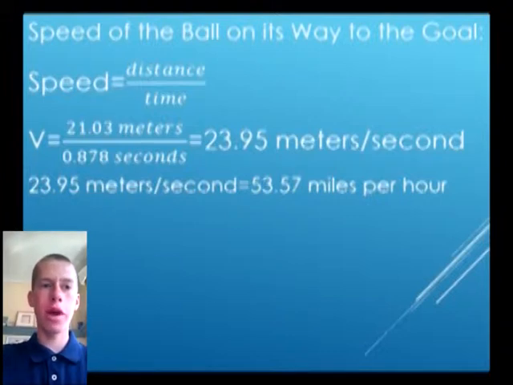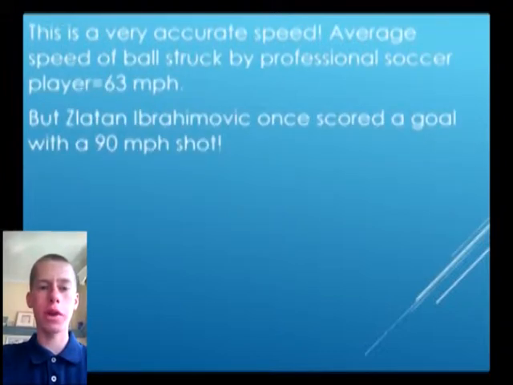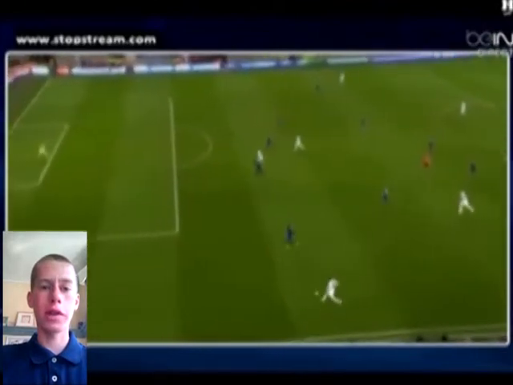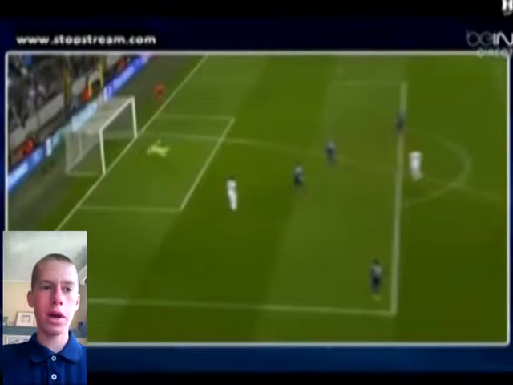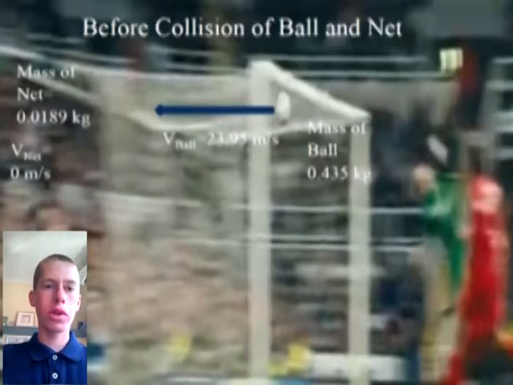This would actually be a rather accurate speed for a soccer ball struck by a professional soccer player to be traveling, as the average speed of a ball shot by professional soccer players in real life is 63 miles per hour. However, Zlatan Ibrahimovic, one of the top players in the world, scored a goal with a shot clocked at 90 miles per hour 2 years ago.